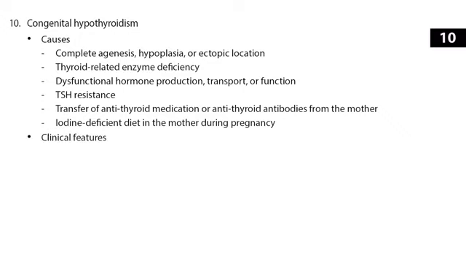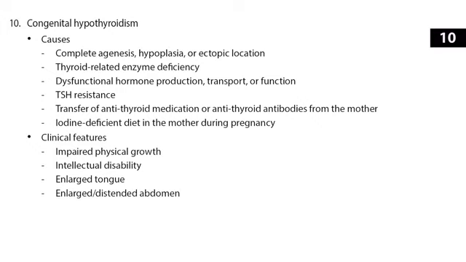So the clinical features of congenital hypothyroidism can be significant if the disease is undetected and untreated. Many of these babies have no congenital malformations, although there can be various associated conditions. However, the longer the hypothyroidism goes untreated, the more the child will have impaired physical growth, intellectual disability, enlarged tongue, and an enlarged and distended abdomen. And because this disease is common enough, potentially severe, and totally treatable, we screen every newborn for congenital hypothyroidism. Early detection means thyroid hormone replacement can begin early.